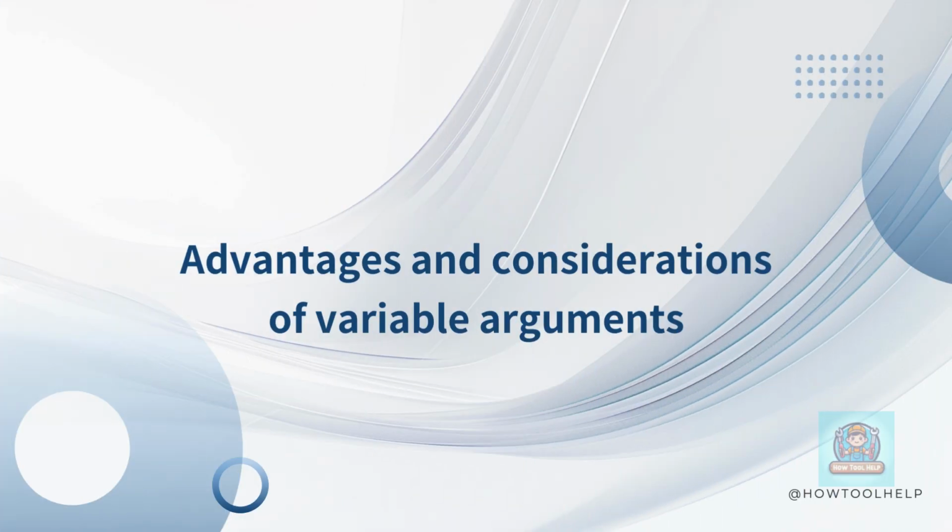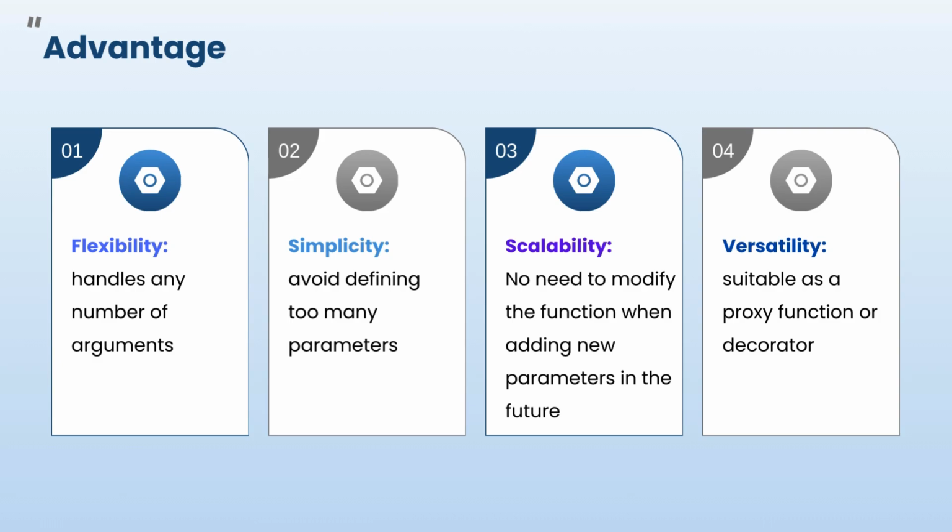5. Advantages and considerations of variable arguments. Advantages. Flexibility. Variable arguments allow functions to accept any number of arguments, enabling them to adapt to different use cases, whether handling a small or large amount of input data. Simplicity. By using variable arguments, we can avoid listing too many parameters in the function definition. This not only makes the function definition more concise but also improves readability.